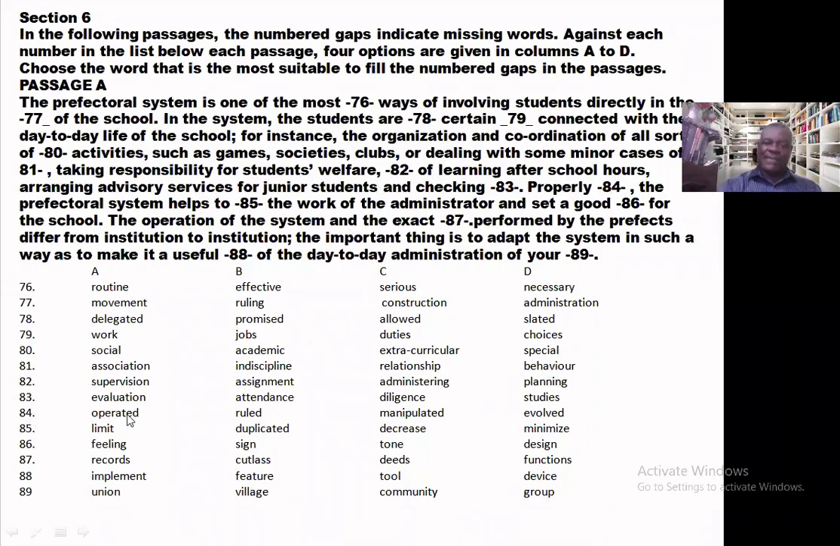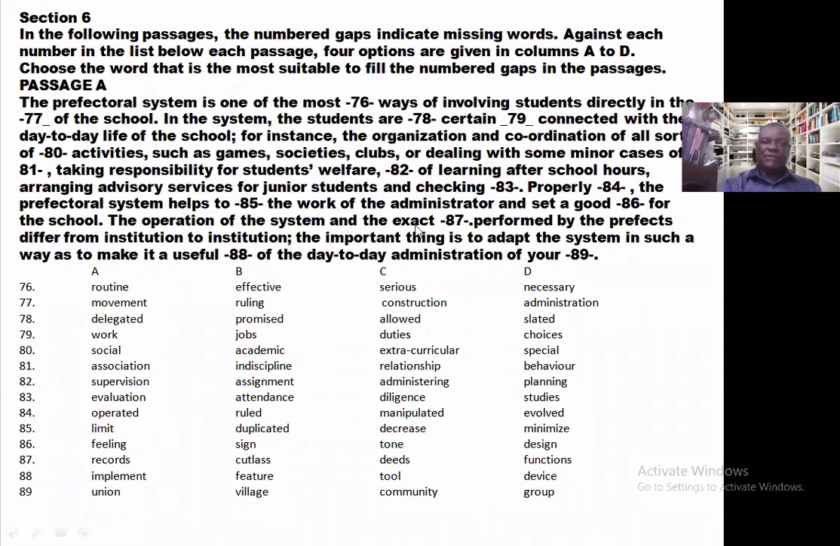84, properly operated. You operate a system, you don't rule it, you don't manipulate it, all right? And then we talk of 85, limit, no? You minimize the duties or the work of the administrator. And the next one, feeling, to set the feeling, no? You set the tone. You set the tone. That's the appropriate word. Set the tone for the school.